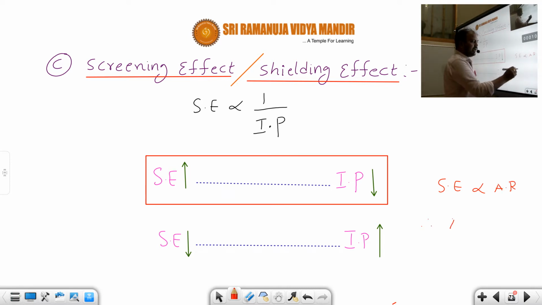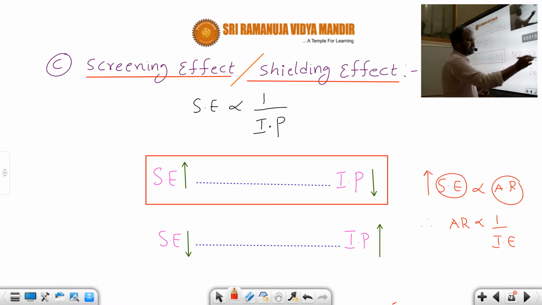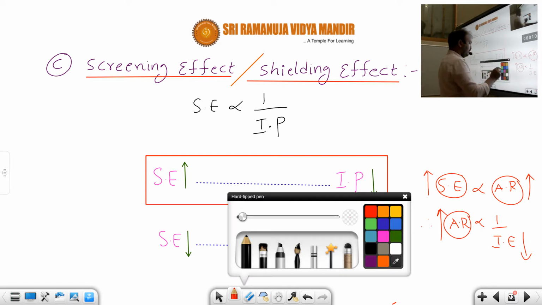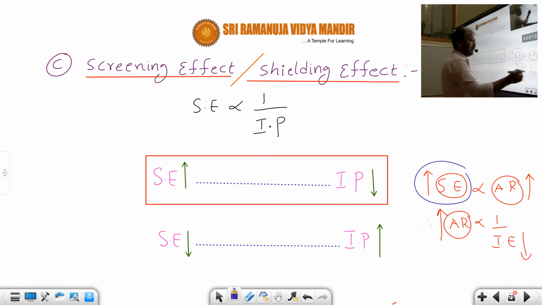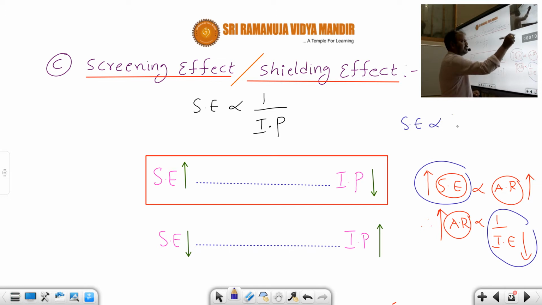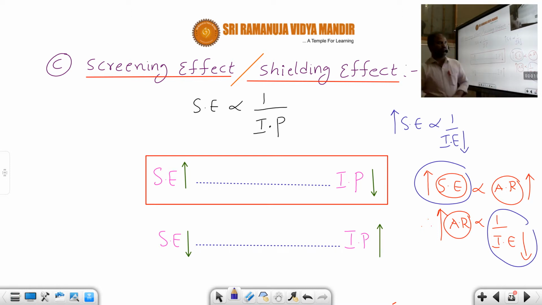But we know that atomic radius is inversely proportional to ionization energy or ionization potential. So when the shielding effect increases, atomic radius increases, but when atomic radius increases, IE decreases. So the relationship between the shielding effect and ionization energy is that both are inversely proportional to each other. Ionization energy or ionization potential, whatever it may be, both are correct. So whenever the shielding effect increases, ionization energy decreases. Have you caught my point?